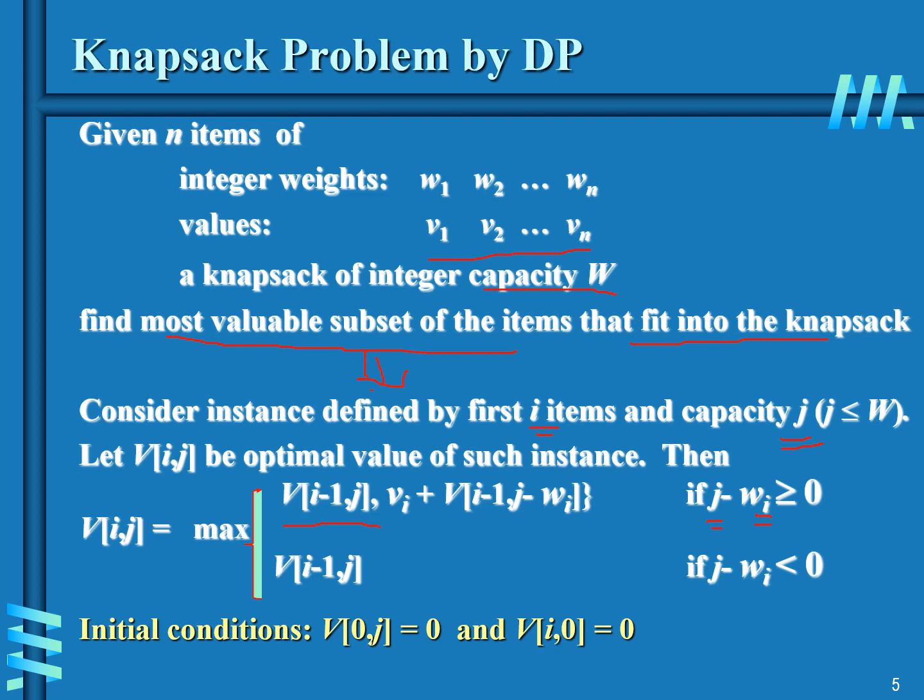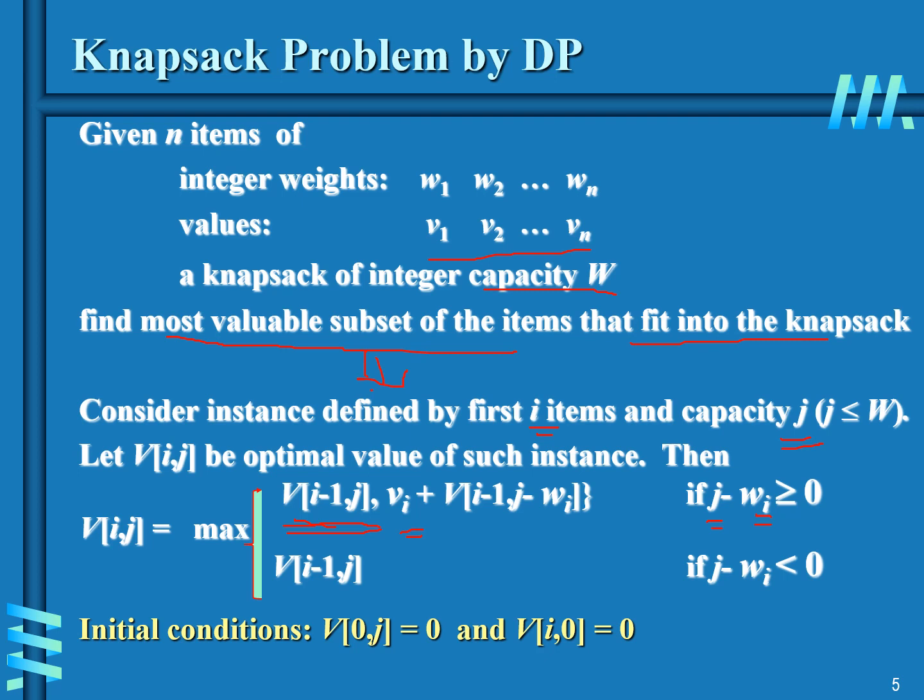V of i minus 1, comma j is nothing but the value, or the profit, of the sack previously. If you are considering that item for the sack, you have to add the value of that particular item to the previous profit. So you add these two and find out whichever is maximum: the maximum of V of i minus 1, comma j, and Vi plus V of i minus 1, comma j minus Wi, if j minus Wi is greater than or equal to 0.